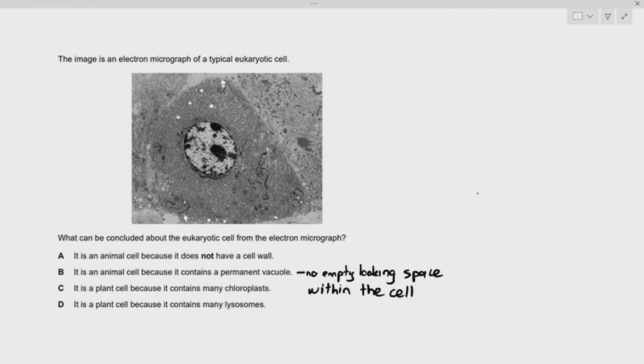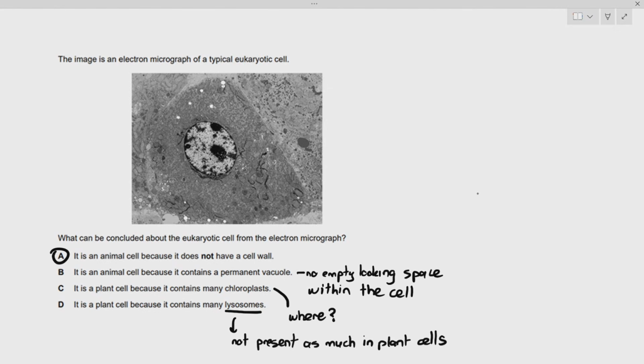Number 2, it is a plant cell because it contains many chloroplasts. Where? I don't see any chloroplasts. Any oval-looking shapes with those granules inside? No, I don't see them. It is a plant cell because it contains many lysosomes. Plant cells usually do not have lysosomes, okay? They usually have a large permanent vacuole that acts as a lysosome, but not in this case. So therefore, the answer is A. It is an animal cell because it does not have a cell wall.